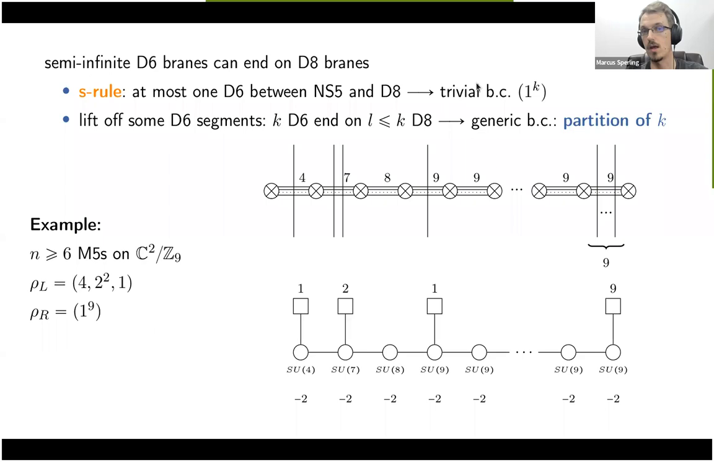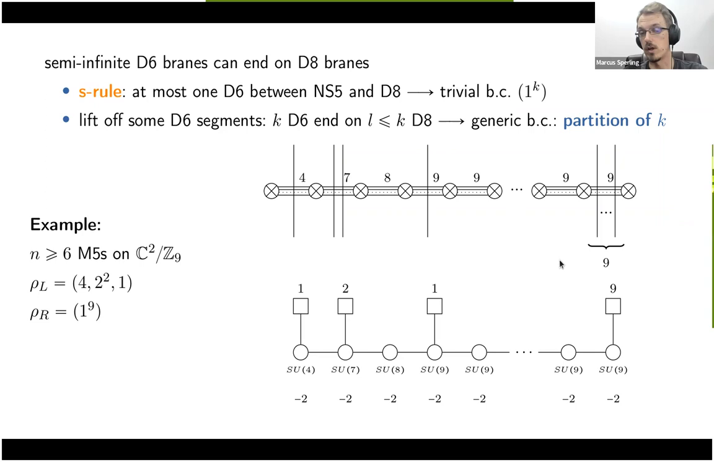And here, of course, when I tell you I introduced trivial boundary conditions, you would probably be guessing that we can also introduce non-trivial boundary conditions, which basically means that I can lift off some of these D6 segments between the D8 branes, and then I'm going to have a system where I have to suspend my K D6 branes on generically L, which can be less than or equal to K, of the D8 branes. So I have partitions of K, which parameterize my boundary conditions. And then you would need to figure out what is the low energy effective description.